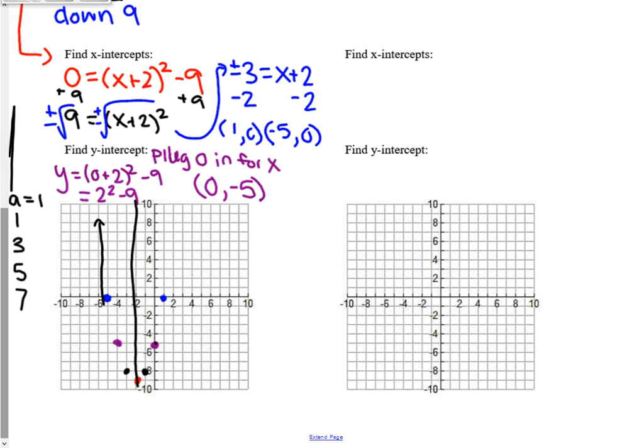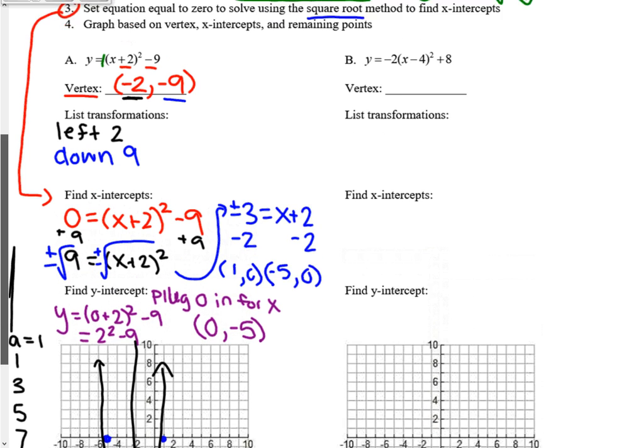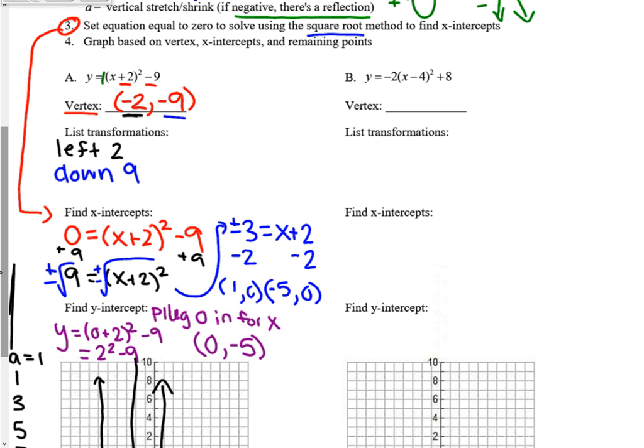Make sure you connect your points. It is a quadratic graph, so it needs to come to a curve and not a point at the bottom. Okay, let's look at B. So B, again, the first thing it asks us for is my vertex.